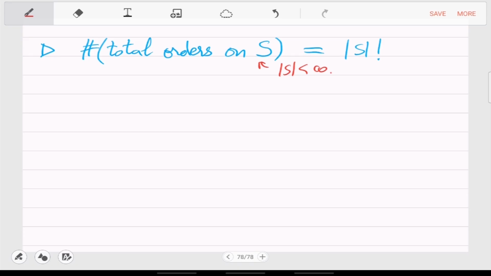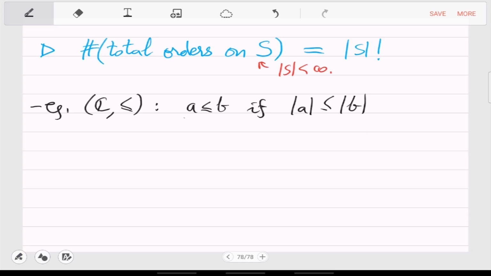What else is there? Okay, yeah, this example. Let's try another order on complex numbers. A less than equal to B if the norms are like that. Okay, we are defining this order based on the norms. Now, is it a total order? Is it a partial order? Is it an order? What do you think?